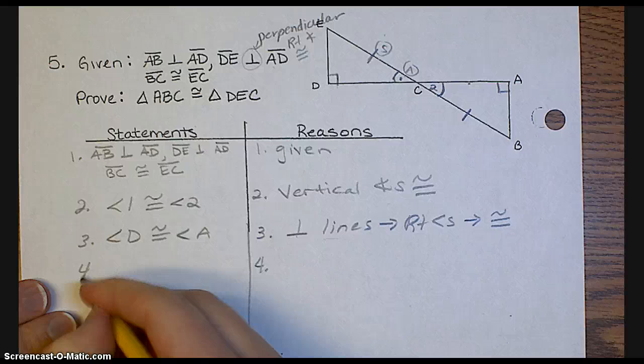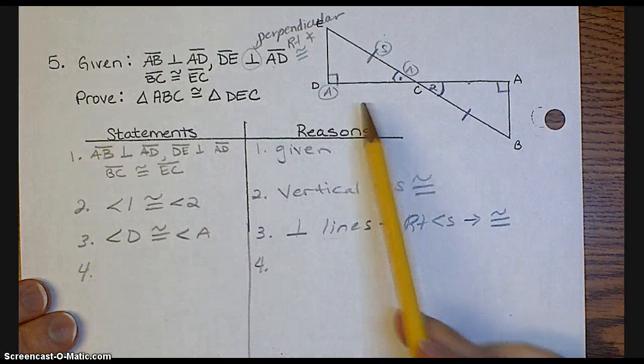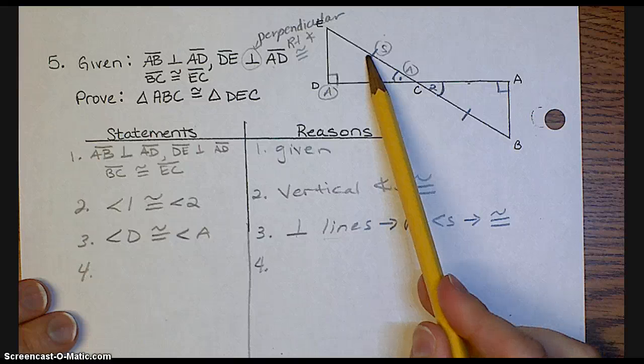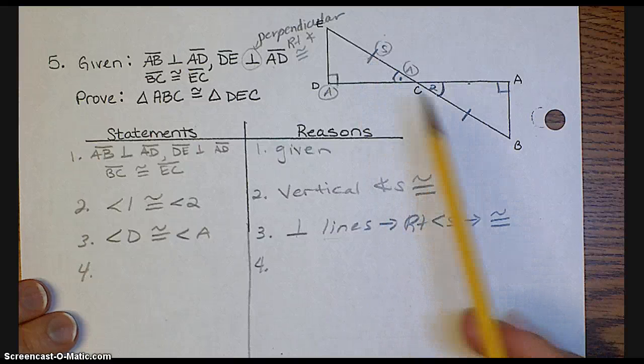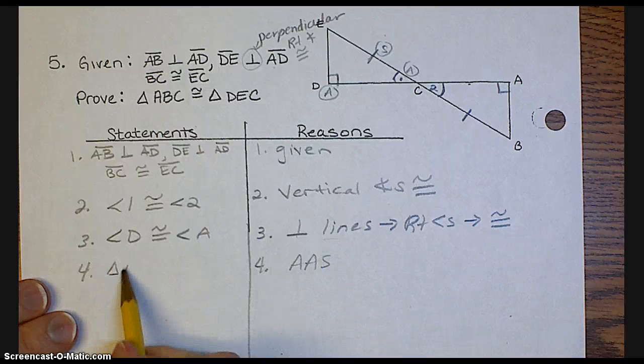Alright, so then we can add that onto our inventory, and we've got 2 angles and a side. Well, that side is not in between the 2 angles, so this must be AAS. And then my triangles are congruent.